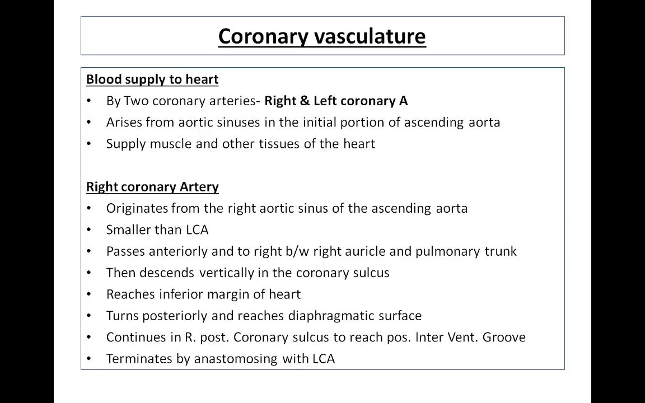If in your question it says to write down the arterial supply of the heart, then you write only about the arterial supply. If it is asked to write down the blood supply or vasculature or coronary circulation of the heart, then you have to mention both artery and venous. If only arterial supply, then you write only about the artery.